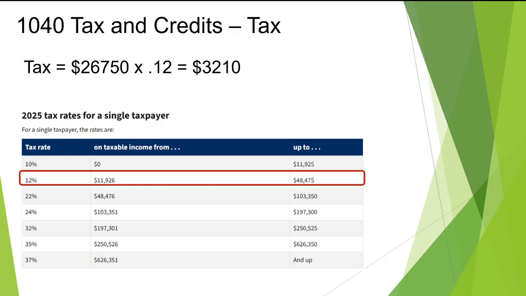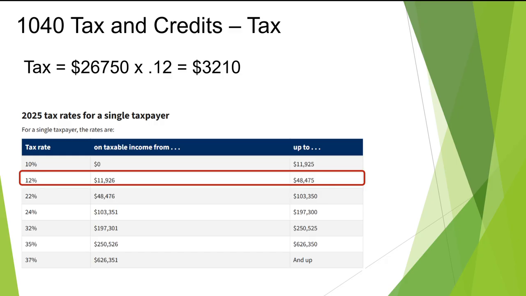taxable income is $26,750, he falls in the 12% tax bracket for people with taxable income between $11,926 and $48,475, which admittedly is a big bracket. Notice that the highest bracket is 37%.